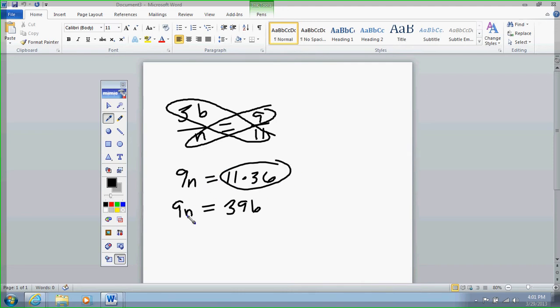I brought the rest back down. 9 and n are being multiplied, so I do the opposite of multiplication, which is division. Divide by 9, divide by 9. And I get n is equal to 44. So you're going to have to be able to cross multiply and divide to solve proportions.